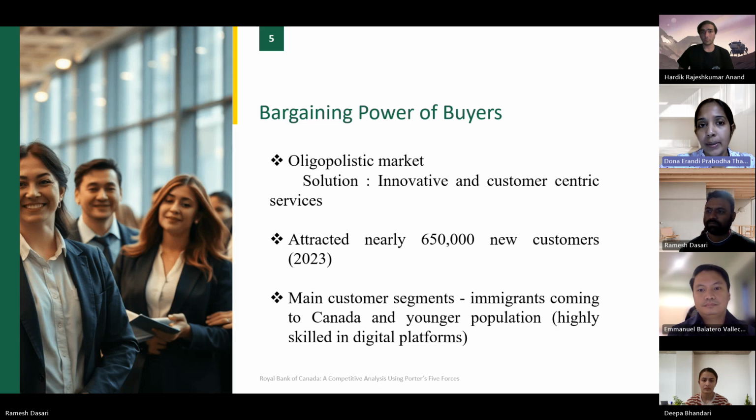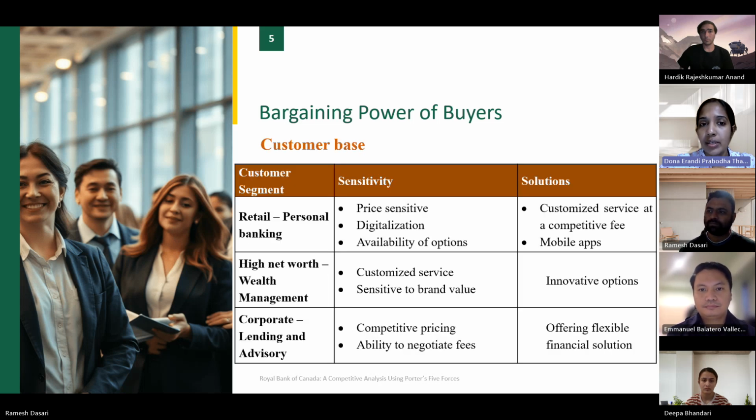In the next slide, I'm going to talk about three customer bases in RBC. First one, retail customers. They are more focused on personal banking, so they are highly sensitive to price, digitalization, and availability of options. As solutions, RBC is providing customized services at very competitive fees, and they are providing mobile apps. The next customer base is high net worth customers. They want services in wealth management, so they are more sensitive to customized service and brand value. To cater to this, the bank is providing innovative options for them.